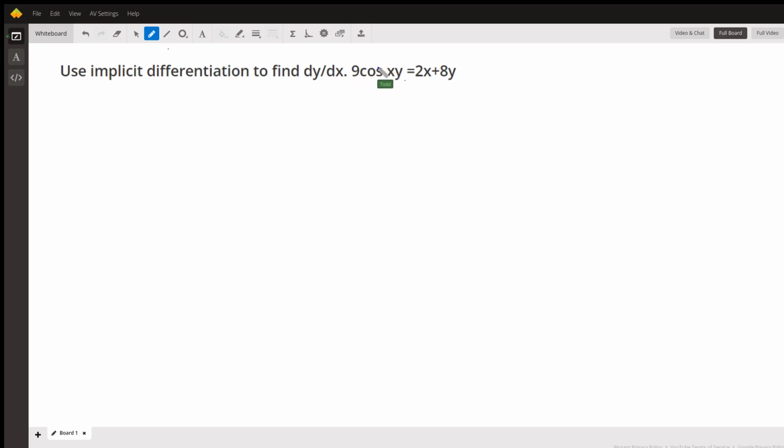Okay, the derivative of the left side would be 9 times... The derivative of cosine is negative sine, so the derivative of cosine of xy would be negative sine of xy. I'm going to put the negative in front of the 9 though. So we have negative 9 sine of xy for the outside derivative, times... Now we have to find the derivative of xy.